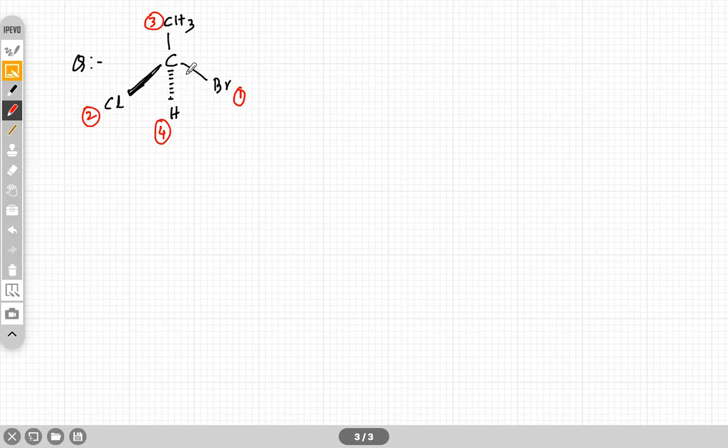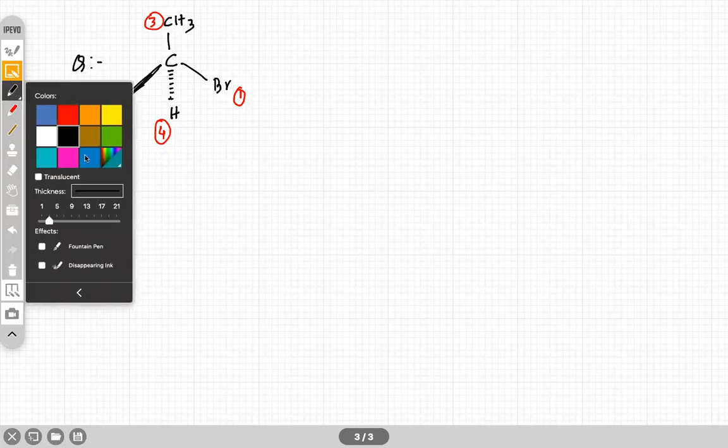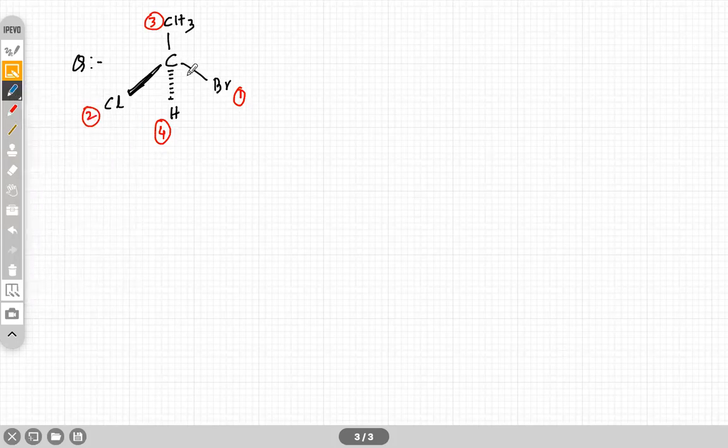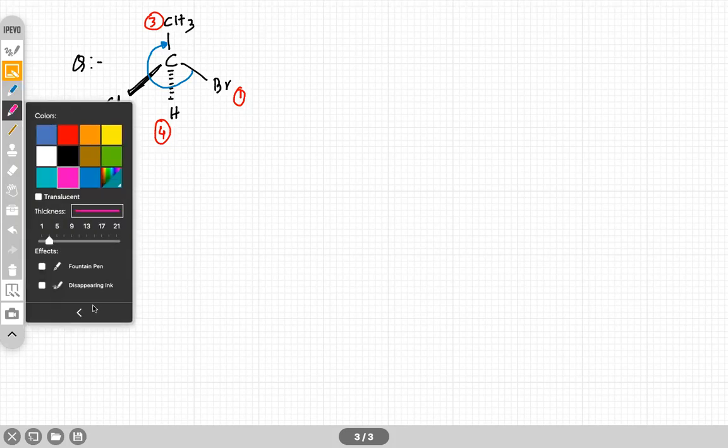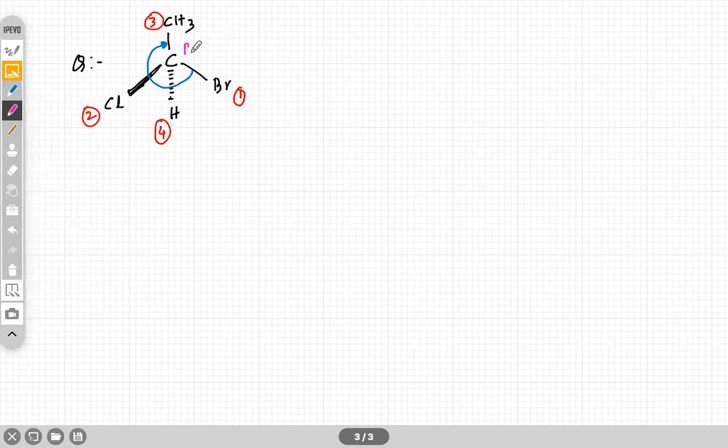So we already have the least priority group on the bottom of this thing, going into the plane of the paper. Then the condition is satisfied. Then we have to go from 1 to 3rd via 2, right? Like this we have to go. This rotation is clockwise, and hence the configuration for this one is R configuration. Understood?